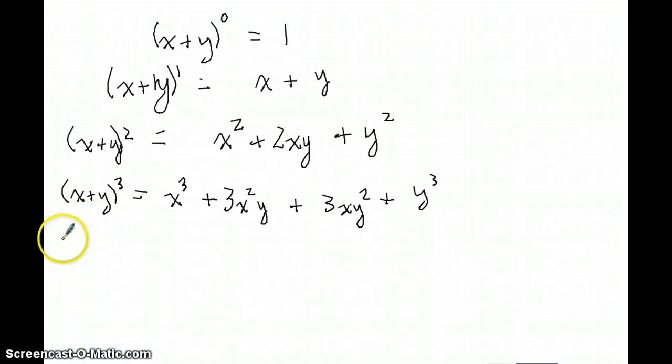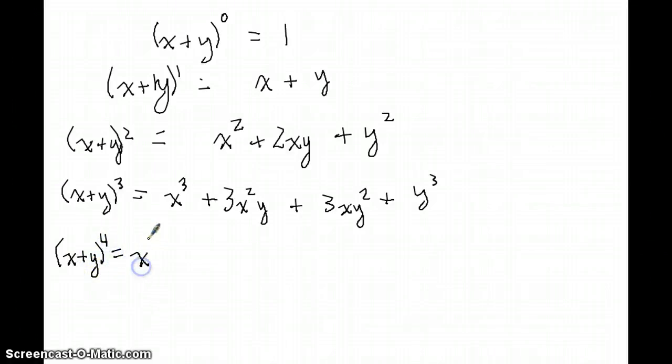You get this. Let's do one more, and I'm not going to show you why. I'm just going to say, well, now you can tell it's not exactly predictable, but there is a pattern. This first one is x to the 4th. This y one is y to the 4th. The terms in between are going to cycle through like this little Robin Hood thing here.